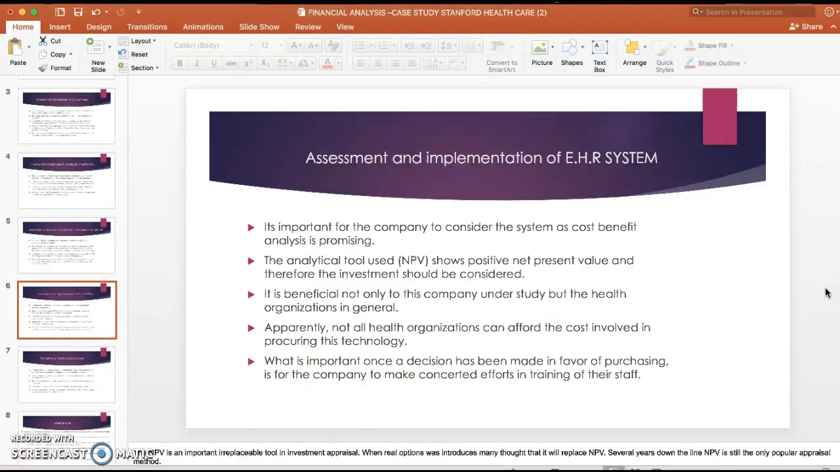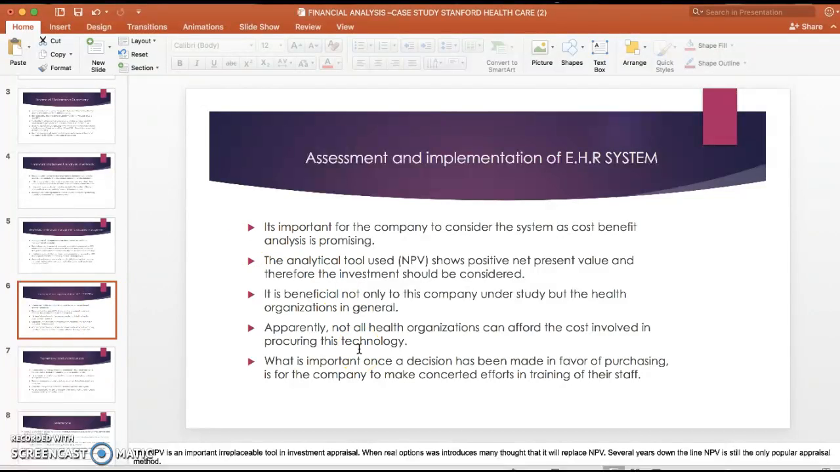The NPV is an important tool in investment appraisal. When real options was introduced, many thought that it would replace NPV. Several years down the line, NPV is still the only appraisal method.